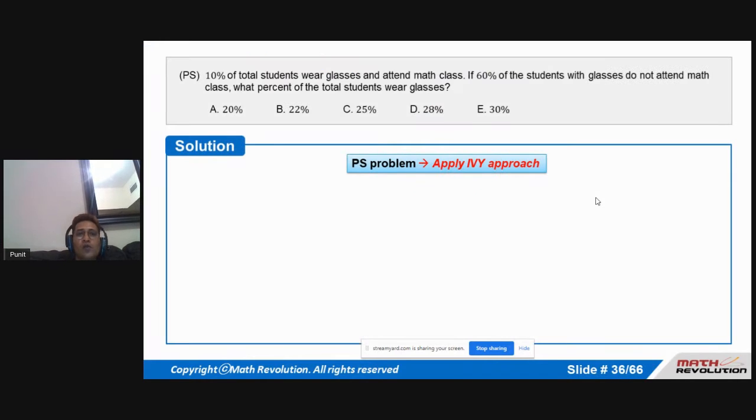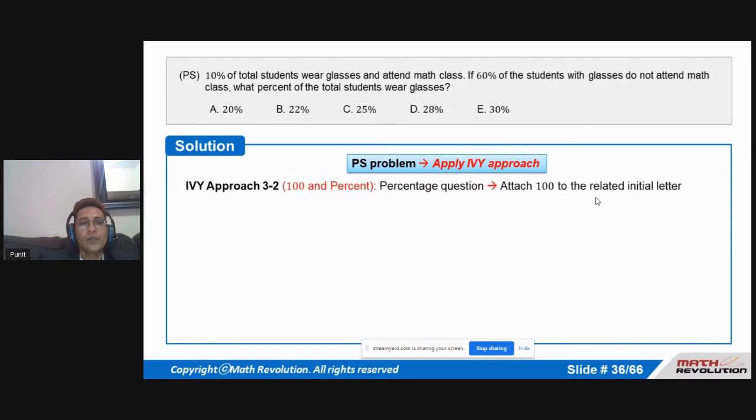10% of total students wear glasses and attend math class. If 60% of the students with glasses do not attend math class, they say "do not attend" and my job is done. They have revealed it's a complementary 2 by 2 table, but it's in percentages. What percent of the total students wear glasses? So we'll apply the approach, everything that we have learned. Since it's a percentage question, we are applying 100. We'll be attaching 100 to the initial letter.